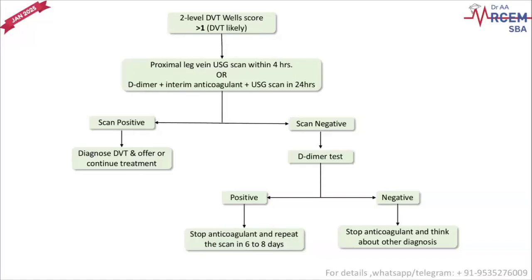So here, first one we are seeing is DVT is likely. That means the score is more than 1. So with the 2-level Wells score, if the score is likely, what you will be doing is directly go ahead and get a proximal leg vein USG scan done, which is also known as Doppler scan of the lower limb. You need to get it done within 4 hours.